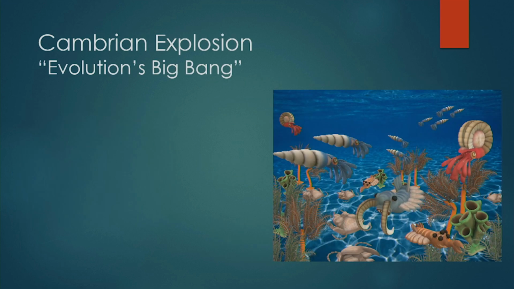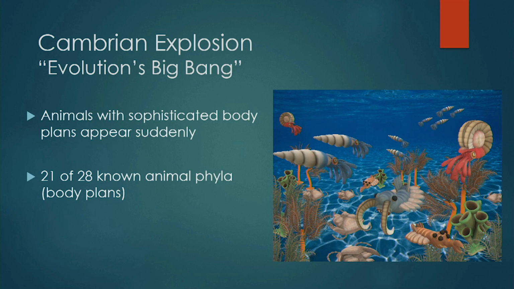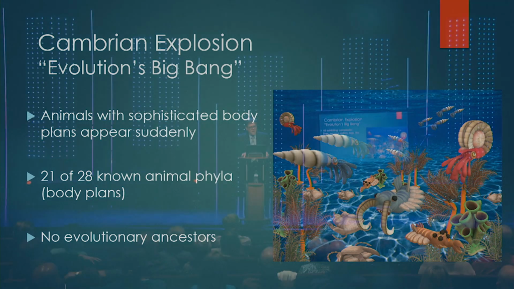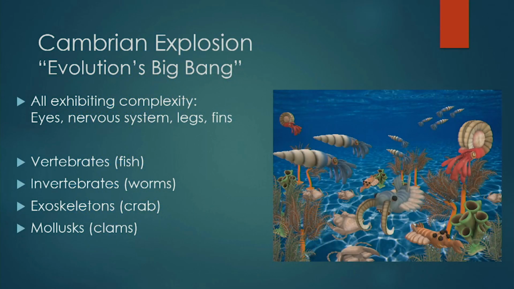And here's a big problem for evolution, and it's called the Cambrian explosion, also known as evolution's Big Bang. In other words, animals with sophisticated body plans just suddenly appear in the fossil record. In fact, 21 of 28 known animal phyla, these are body plans, just suddenly appear with no evolutionary ancestors. Now, this allegedly happened about 500 million years ago. And all these creatures are exhibiting complexity, such as eyes, nervous system, legs, fins. And here are just some of the body plans that show up. You have vertebrates, such as fish, invertebrates, such as worms, exoskeletons, such as crabs, and mollusks, such as clams.